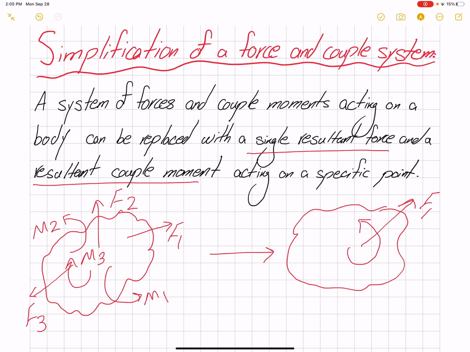Instead of carrying all those forces, we want to find a simpler system. But the two systems have to be equivalent. Otherwise, we cannot replace them with each other. So that force should represent all these forces, and this moment should represent all the moments.